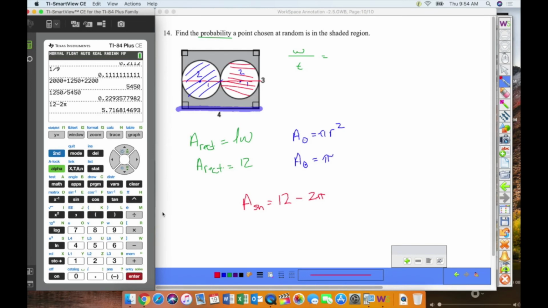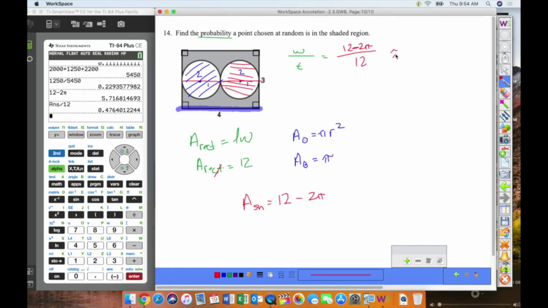I'm going to keep that number in my calculator, but when I write this, I'm going to say it's 12 minus 2 pi, that's the exact area, over the total area, which was 12. The pen is not working very well, I apologize for that. I should not have rounded it off. I'm just going to divide that by 12, and we get about a 46.6% chance that a point chosen at random is in the shaded region.